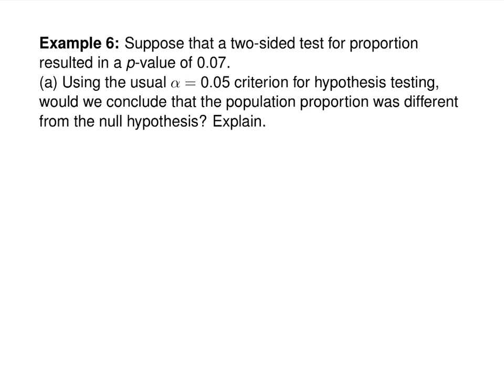So suppose that a two-sided test for a proportion resulted in a p-value of 0.07. What that means in a picture is that you found the area of both of these little bitty tails, and together they added up to 0.07. Does that make sense? Okay. Using the usual alpha equals 0.05 criterion for hypothesis testing, would you conclude that the population proportion was different than the null? In other words, would you reject H naught or fail to reject H naught in this case?